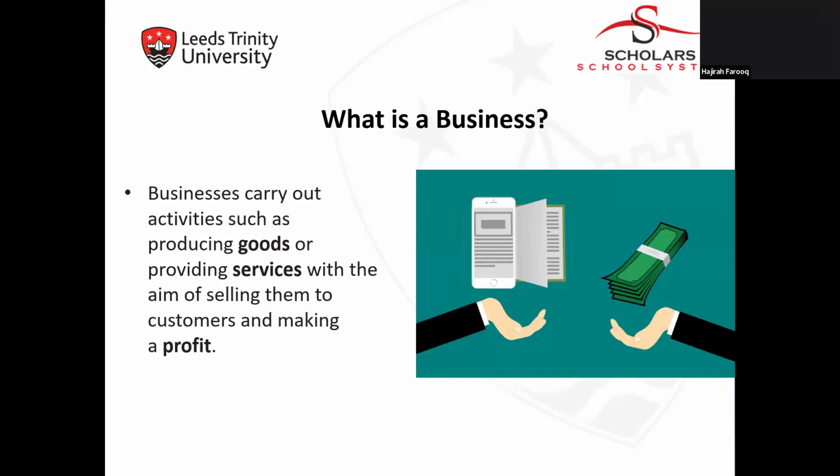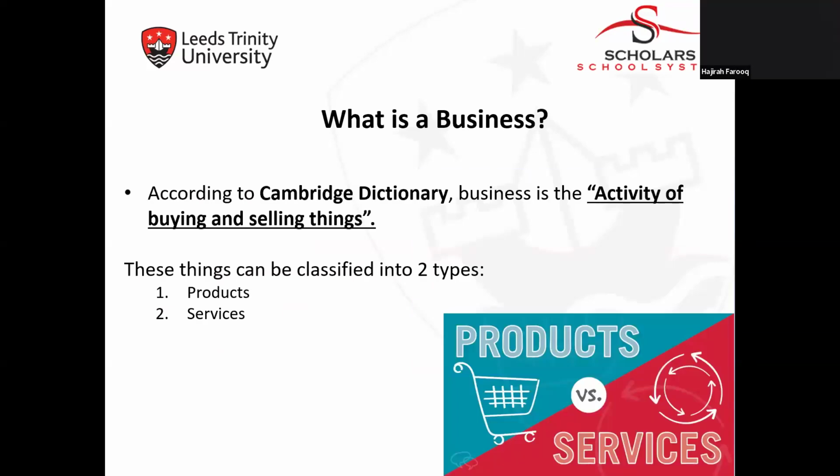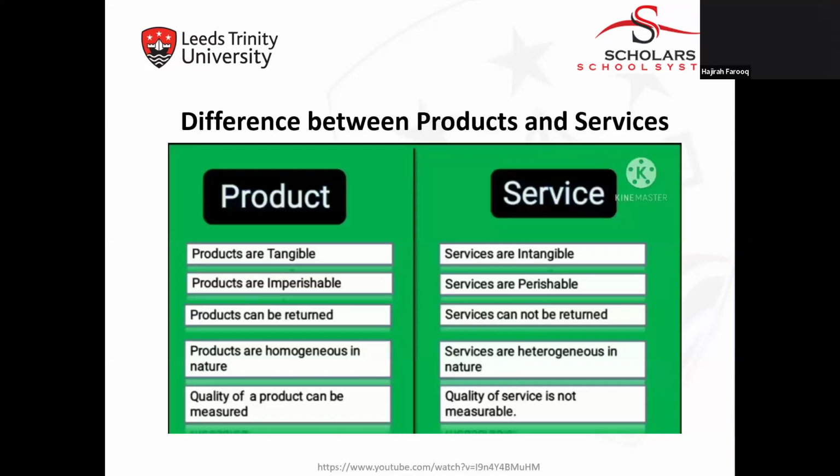And then we discussed a few basic things, such as what is business, and we discussed a few definitions of business and the different types of commodities that we sell within a business. Then we discussed the differences between products and services. For example, products are tangible, whereas services are intangible. Products are imperishable, whereas services are perishable, so on and so forth.